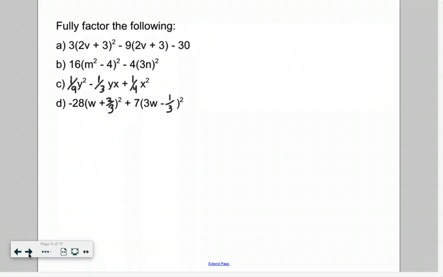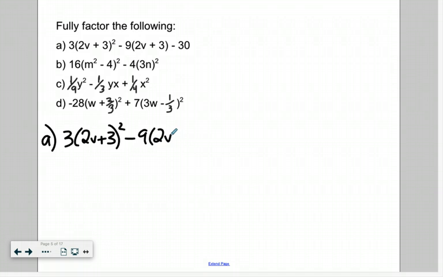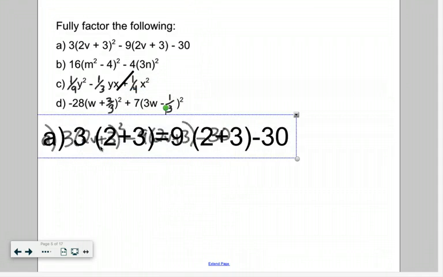All right, let's do another just quick example. Let's go over some more challenging factoring, right? So this was the new stuff where we kind of had to use dummy variables, right? When we were factoring particular expressions. So in this first one in A, we have 3 times (2v plus 3) squared minus 9 times (2v plus 3) minus 30. And what you should notice is that 2v plus 3 kind of shows up a couple times here.